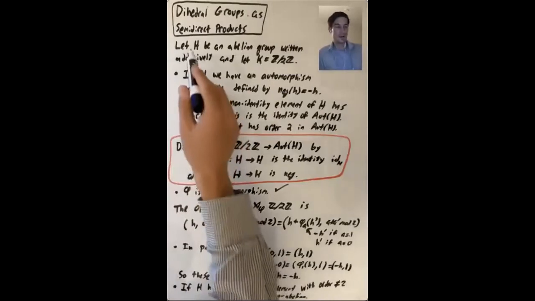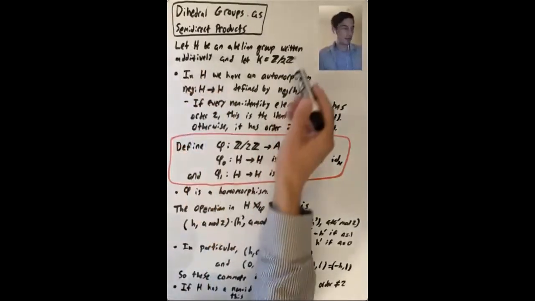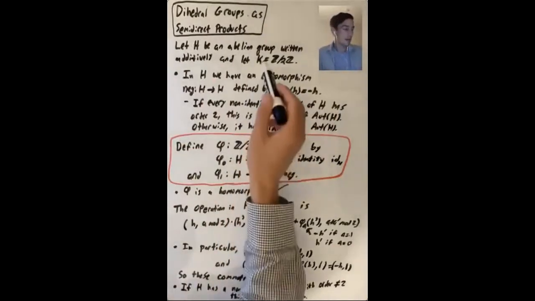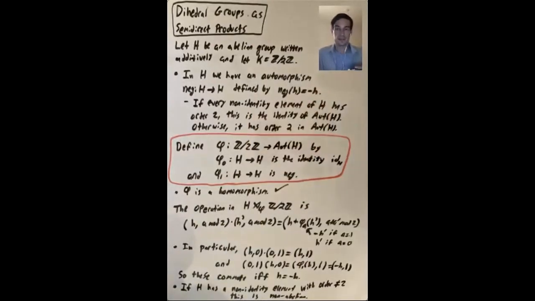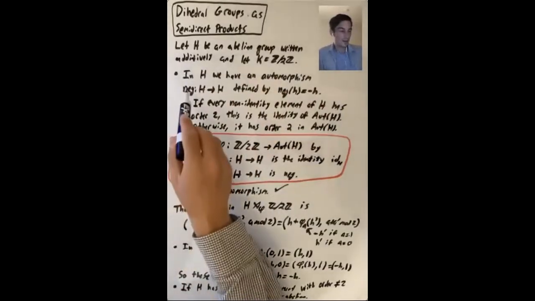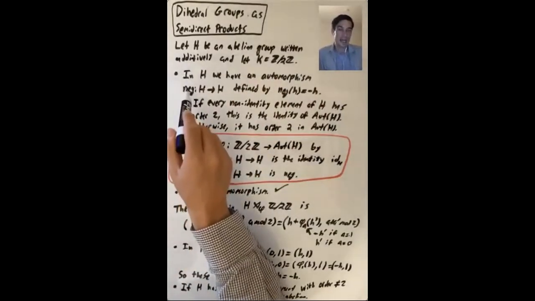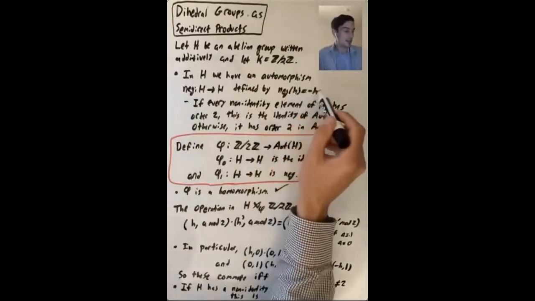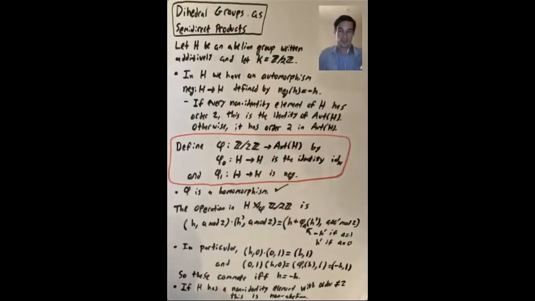Okay, so H is going to be an abelian group, and we're going to write this additively. So the operation will be plus, and instead of writing h inverse, we'll write negative h. And we're going to let K be Z mod 2Z. So with this abelian group H, we have this automorphism, which is negation, I'll just write neg for short, from H to H, which just sends every h to its inverse, negative h.